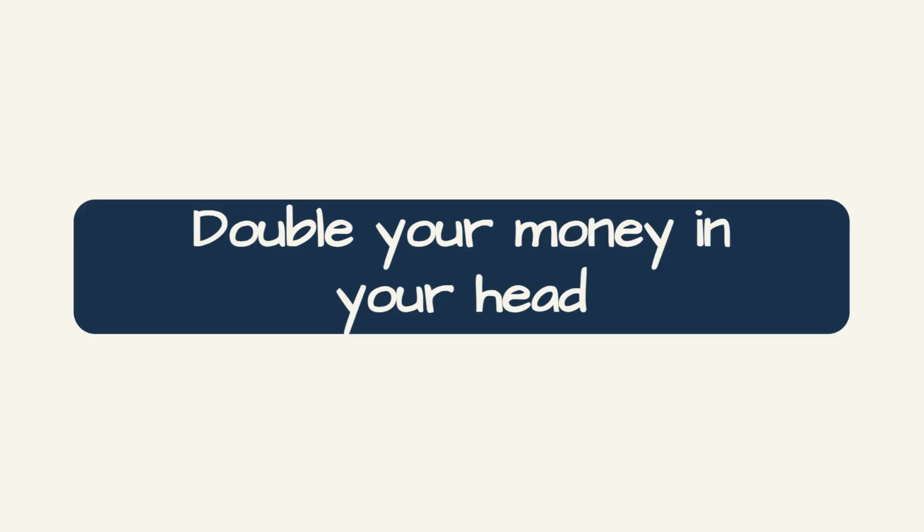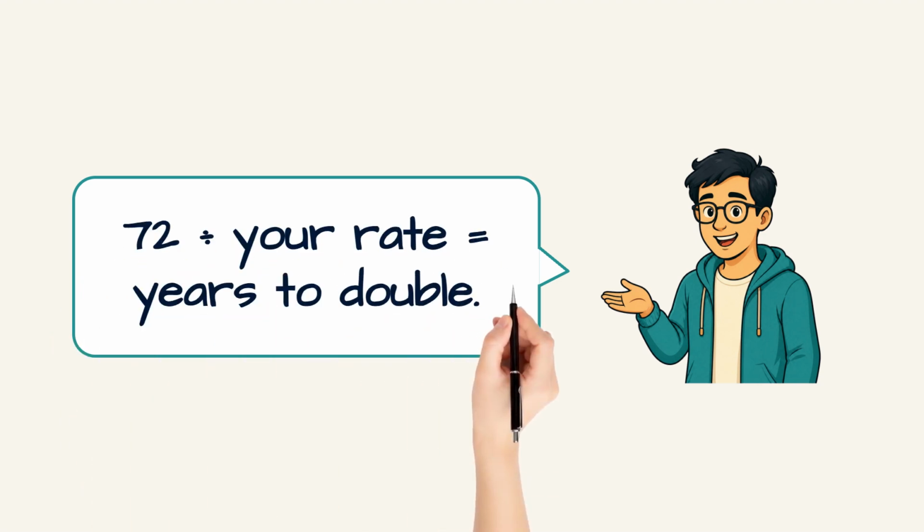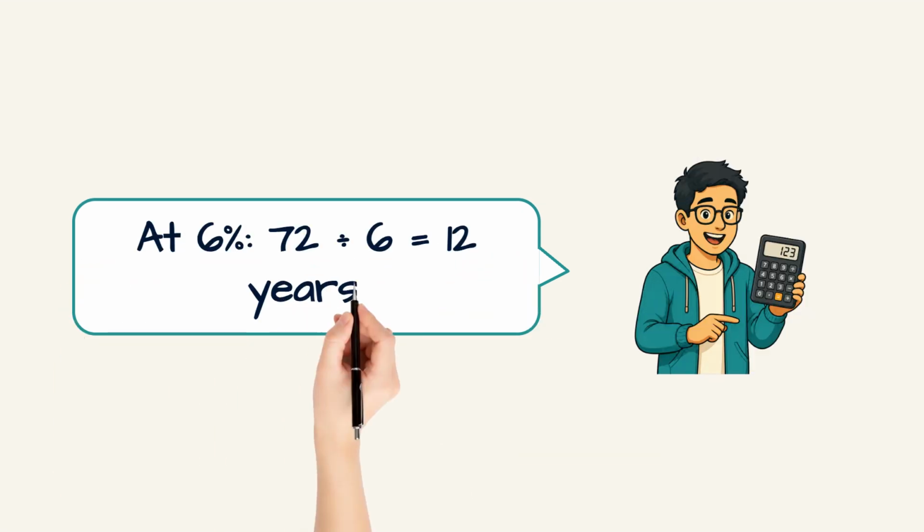You don't need a calculator to estimate compounding. You need one number, 72. Take 72 and divide it by your interest rate. The answer is roughly how many years your money takes to double. That's it. At 6%, 72 divided by 6 is 12. So your money doubles about every 12 years. 10,000 becomes 20,000, then 40, then 80.